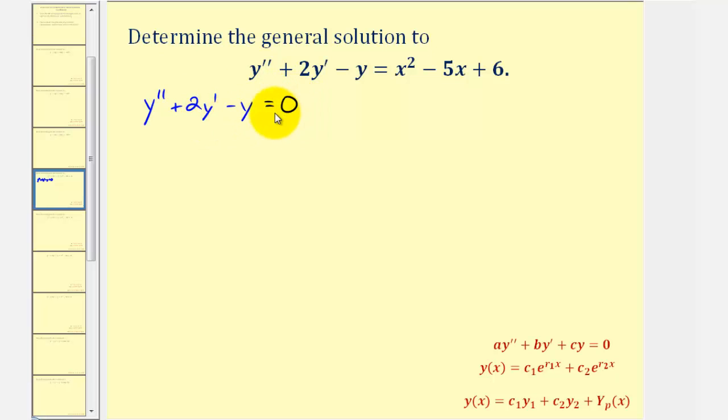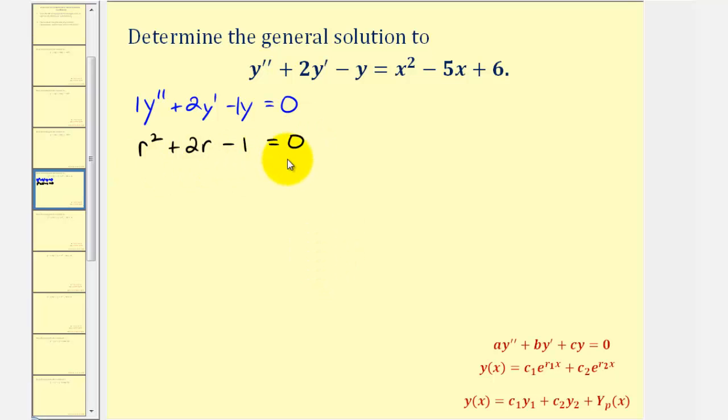And now from here, since the coefficients are constants, or the differential equation fits this form here, we should recognize that we can solve this homogeneous differential equation by using a characteristic equation, or the equation ar squared plus br plus c equals 0, where a is 1, b is 2, and c is negative 1. So the characteristic equation would be 1r squared, or r squared, plus 2r minus 1 equals 0.